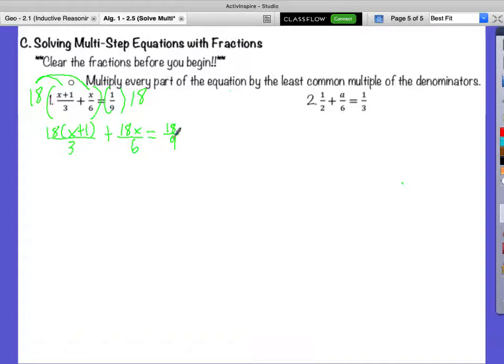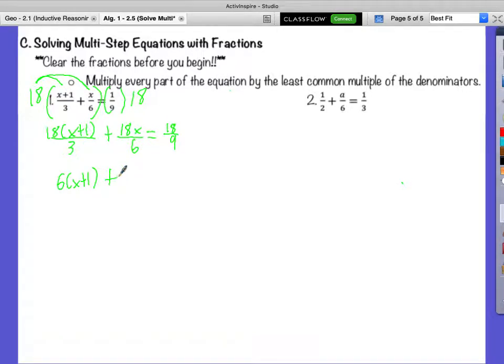Now, hey, this first one here, before I distribute, I want to be careful, because what can I do with this 18 and 3? You can divide. How many times does 3 go into 18? 6. So this would become 6 times x plus 1. And do we even have a 3 down there anymore? What number is below it now? 1. So do we have to write that? No, we don't have to write that. Okay.